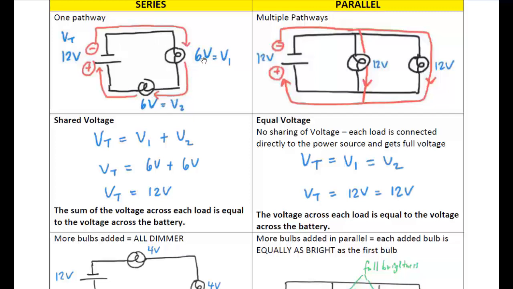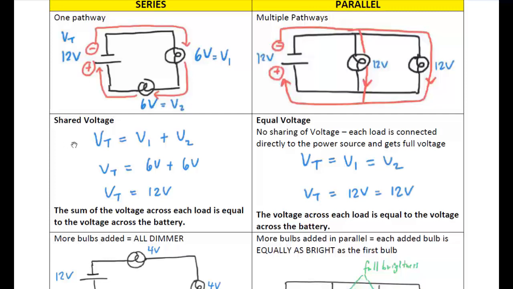Now keep in mind, this means that we have identical light bulbs. If I had a different type of light bulb in here, it may have a different voltage requirement. Let's say I inserted another light bulb. It's still a 12-volt battery, but this new light bulb only requires 4 volts. That means there would be 8 volts for the second one. Okay, so keep in mind that when we're doing some of these assumptions, we're saying that these lights are exactly the same quality of light bulb, using the exact same amount of power and voltage and current.